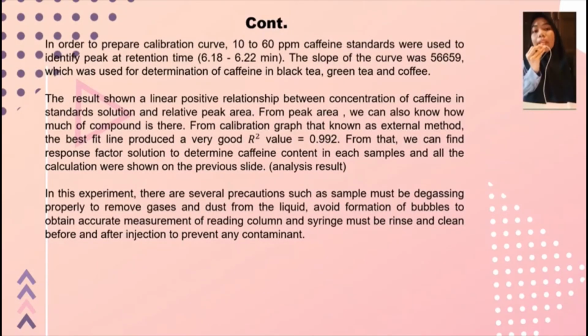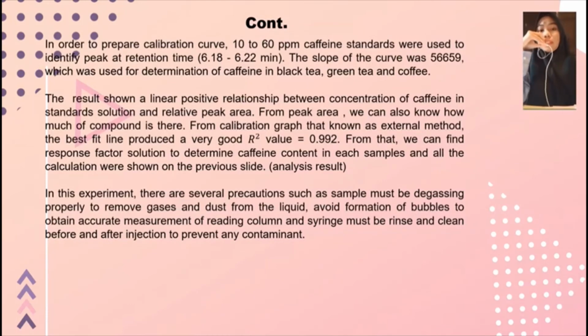Next, for preparing the calibration curve in HPLC, 10 to 60 ppm caffeine standards were used to identify the peak at a retention time around 6.18 till 6.22 minutes. The slope of the curve, 56659, was used for determination of caffeine in each sample.